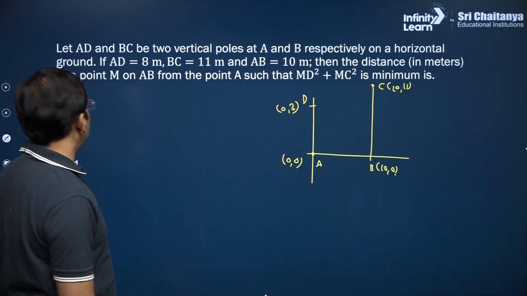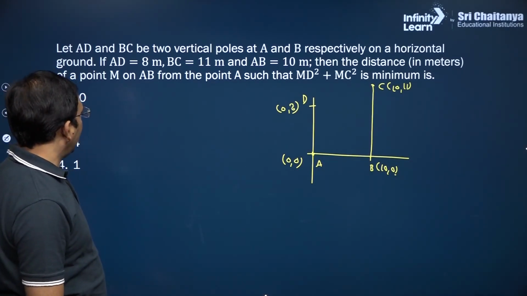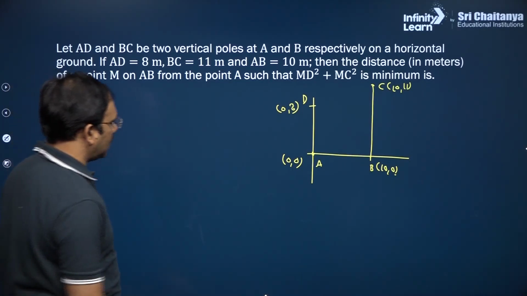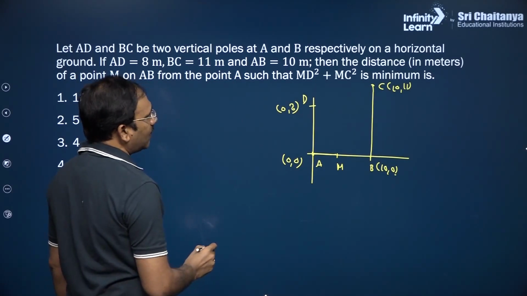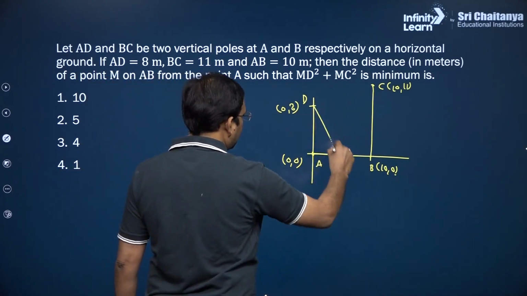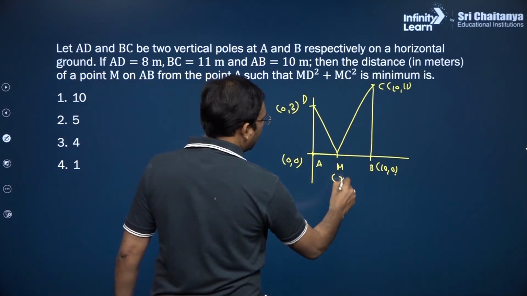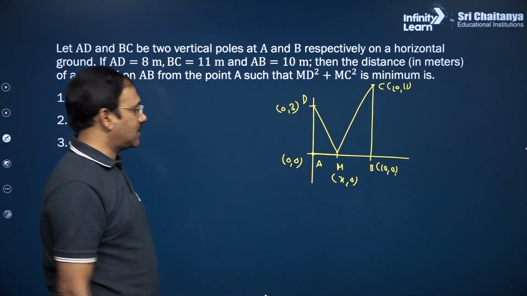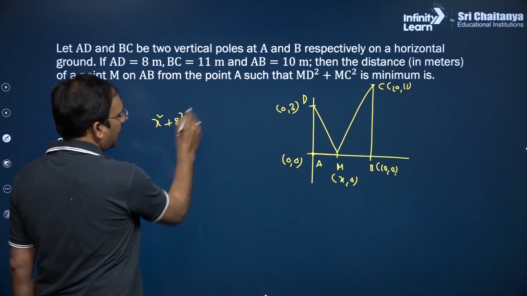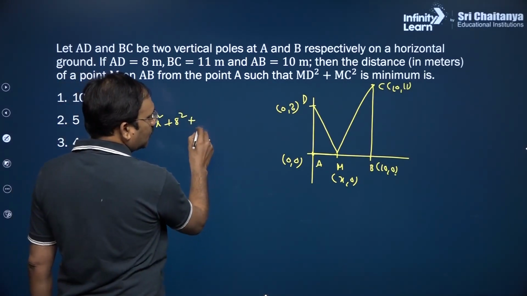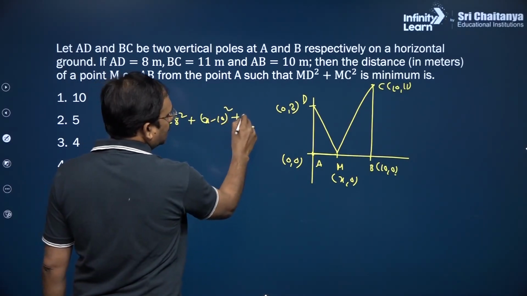Okay. Now the distance in meters of a point M on AB from the point A such that, I want M from here such that MD square plus MC square is minimum. Suppose, my dear friend, let this point be x, 0 because x is moving on the x axis itself. So you can just form the equation, friends, x square plus 8 square under root plus, my dear friend, this is x minus 10 whole square plus 11 square.